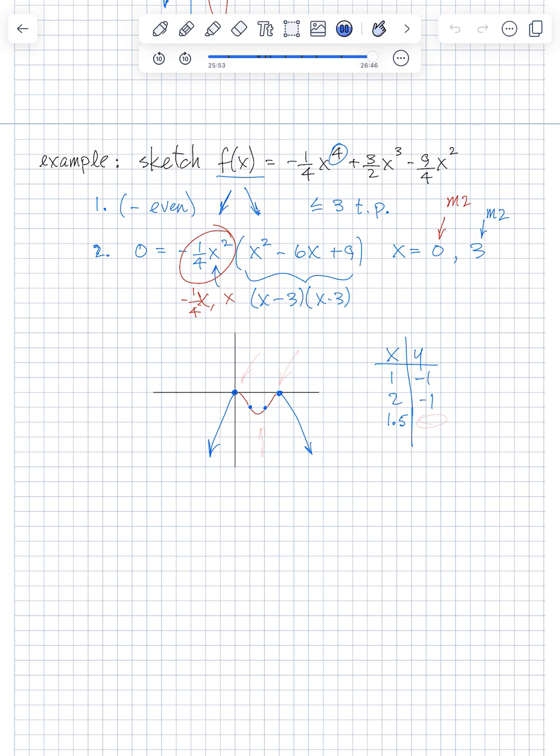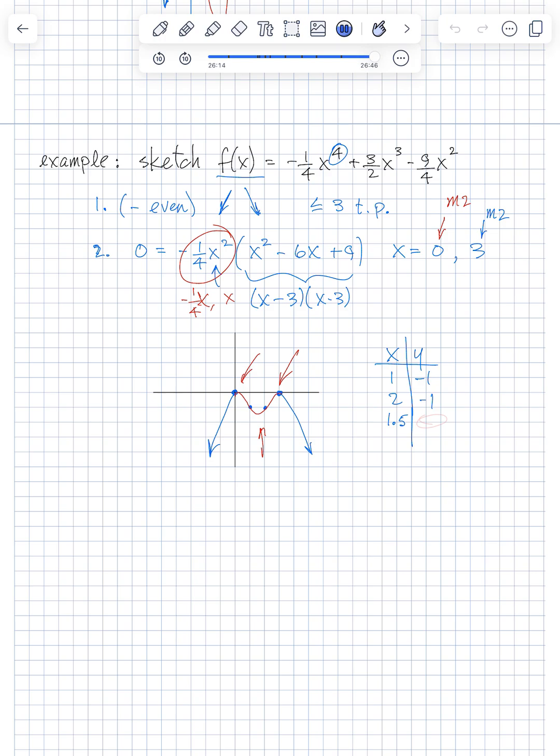So at x equals 0, it's going to touch, come down, and it's going to go down a little bit, and then up, and then down. So this is what it's going to look like. How many turning points? 1, 2, 3. So we're good. We found the turning points. We found the zeros. We sketched it.